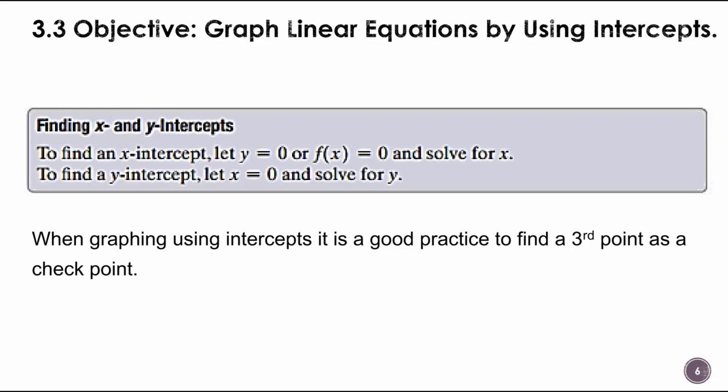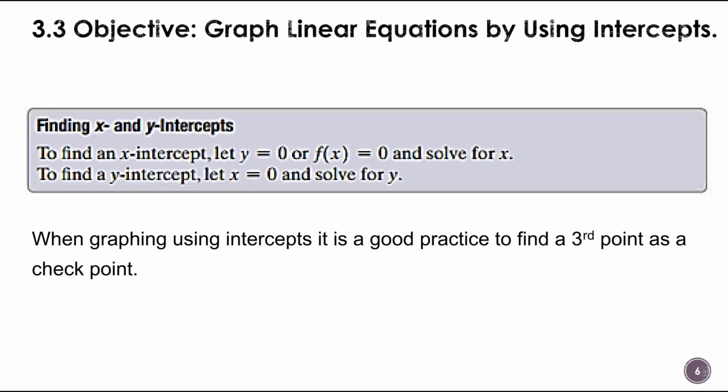And then this is telling you to find the x-intercept, you let y equal 0 or f of x equals 0 and solve for x. To find the y-intercept, you put in 0 for x and solve for y. Okay? And also it's a good practice to find that third checkpoint just to be on the safe side.